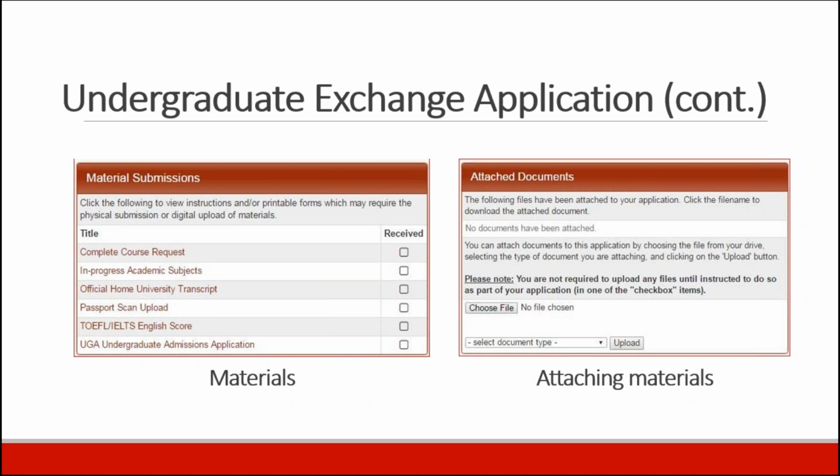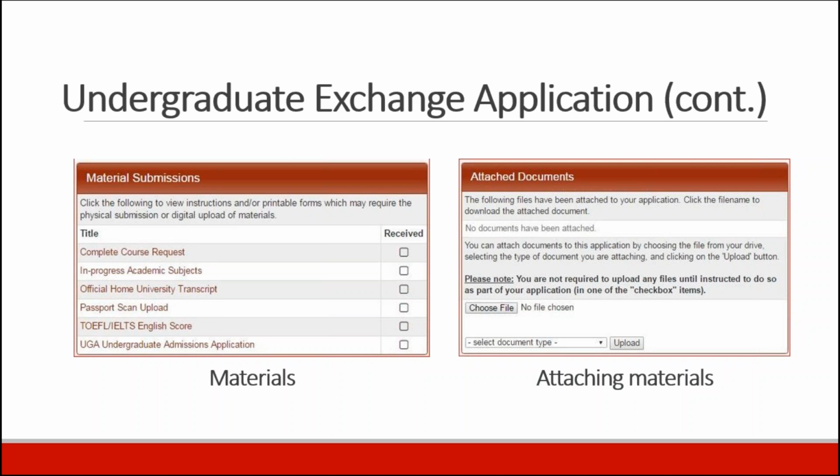Most of these you will upload, except for the complete course request. You will submit a form that has you input your course request information, and again we'll discuss that in a little bit. But you do need to upload just a Word document or a copy of your academic subjects that you're currently taking at your university, also an official home university transcript, also a passport scan. Make sure that it's clear so that we can read your name and see your photo. And then your English score, either your TOEFL or your IELTS score.